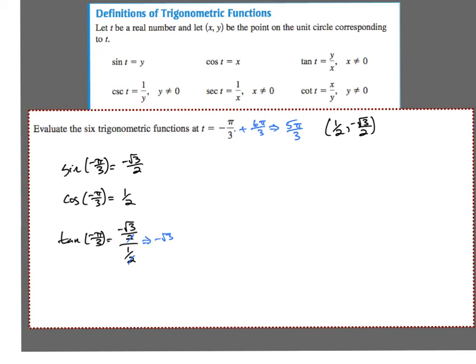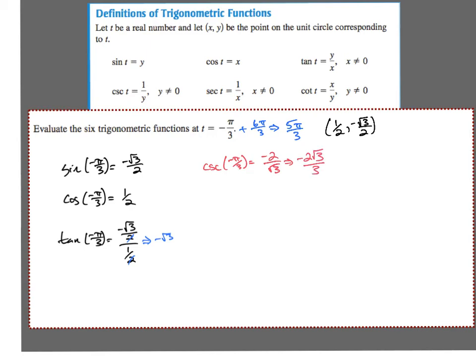And then sine's buddy is cosecant. So I have cosecant of negative pi over 3. And how do I want you to think of it? It's the reciprocal. So what do I get? I get negative 2 over square root 3. And you guys are going to get really good at rationalizing in your head. I know you will. So what does it rationalize to? Negative 2 square root 3 over 3.